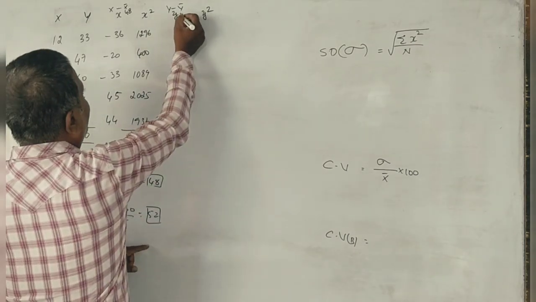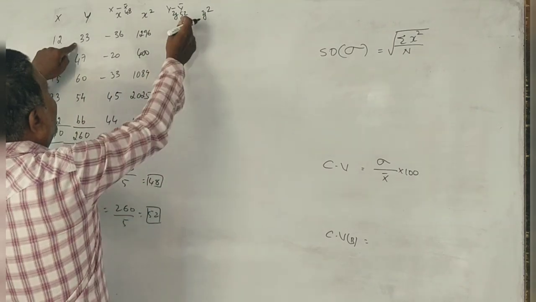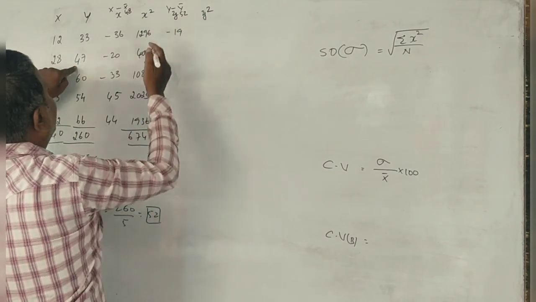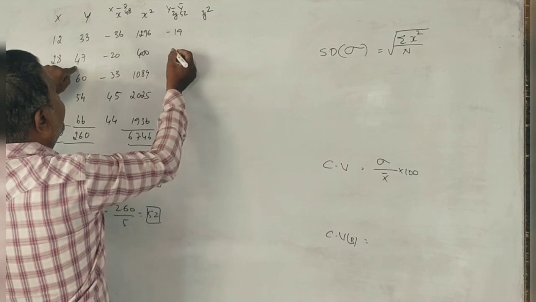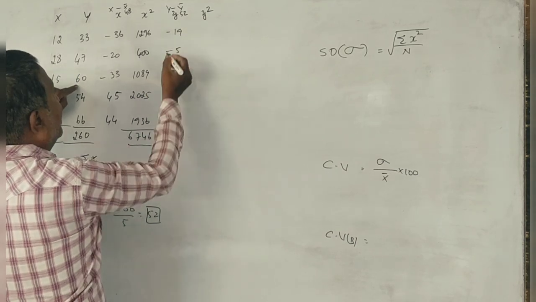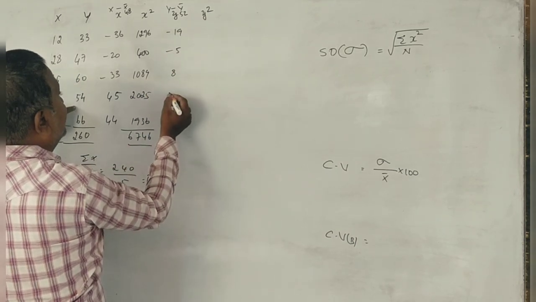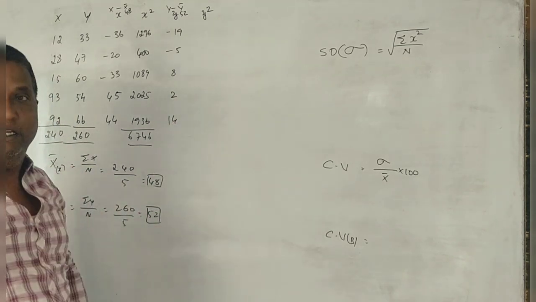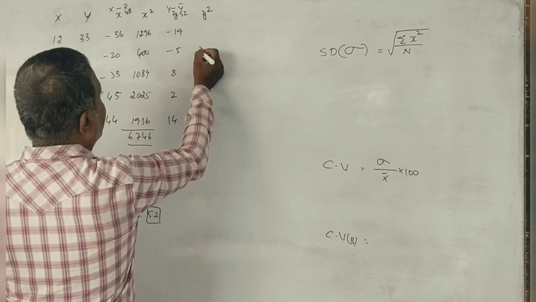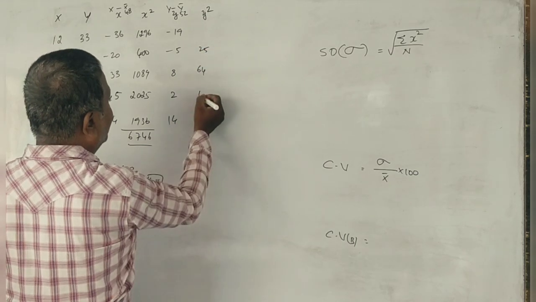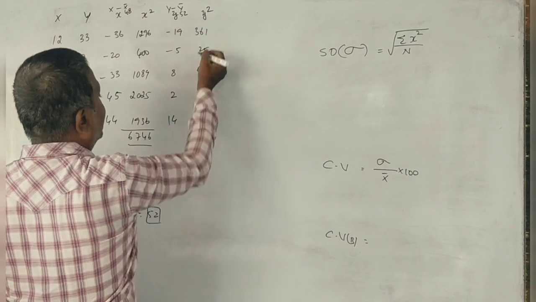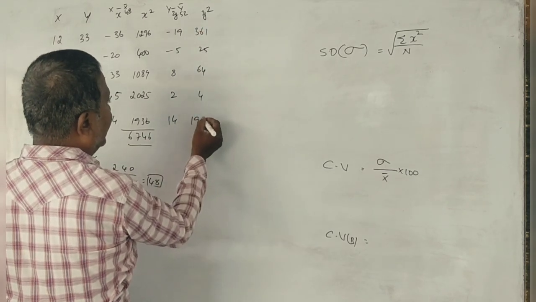Similarly for y, calculate the deviation. Mean is 52. 33 minus 52 is minus 19. 47 minus 52 is minus 5. 60 minus 52 is plus 8, this is plus 2. This is plus 14. Correct? Yes, sir. Square them. This is 25, 64, 4, 361, 196.